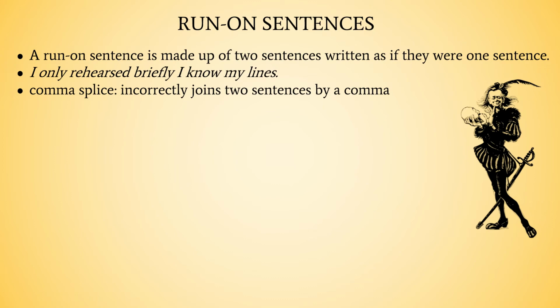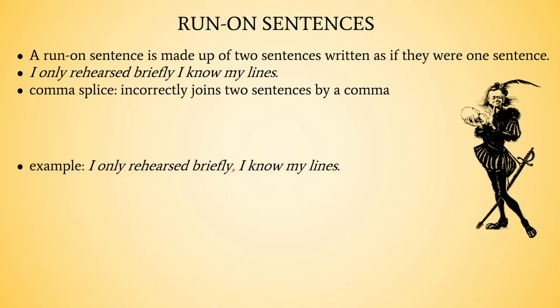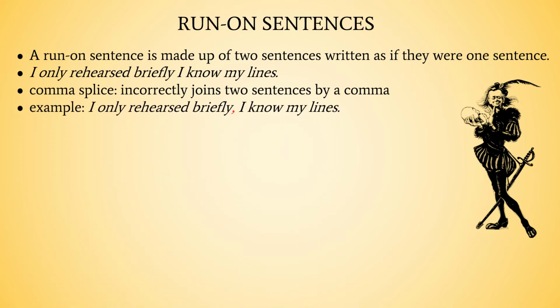A comma splice is a type of run-on sentence in which two sentences are incorrectly joined by only a comma. So for example, with the same sentence, "I only rehearsed briefly, comma, I know my lines." The comma is not sufficient to separate those two independent clauses, those two sentences.